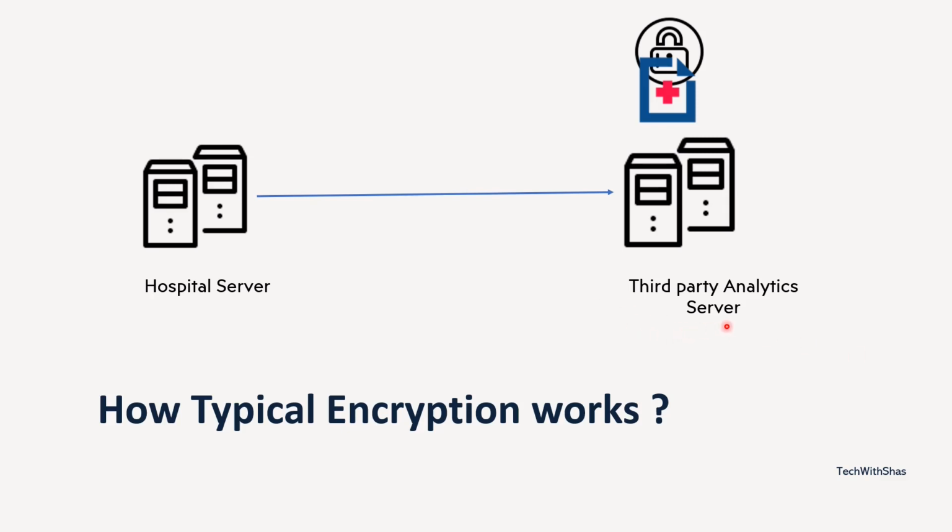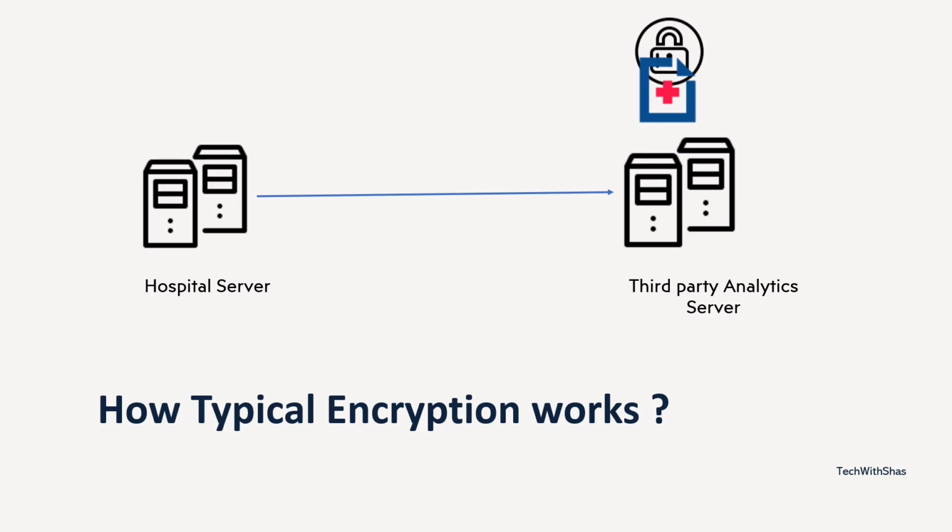Suppose the third-party analytics server gets hacked. After decrypting, the data is all at risk, right? It was encrypted from the hospital server, and it was also encrypted in transit on the wire. But when it reached the third-party analytics server, because they decrypted it and are now processing it, in the meantime it gets hacked or somebody finds it. So it's not good, right? Because sensitive information is leaked.